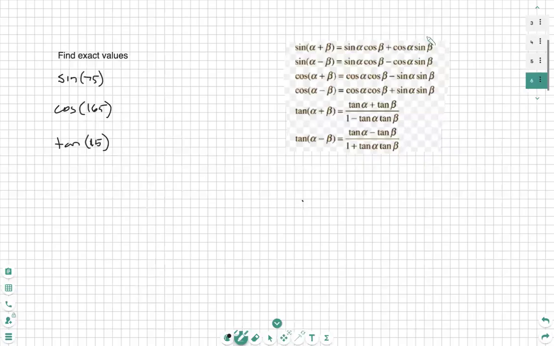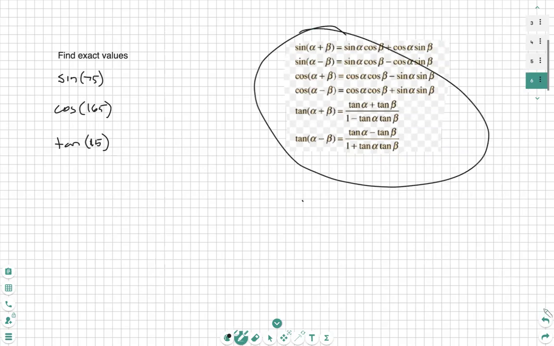Hello. In this video, we are going to use trig identities, more specifically the trig angle addition and angle subtraction identities, to find these exact values on our left. So this is pretty simple. We just need to memorize these guys over here, and we are good to go.